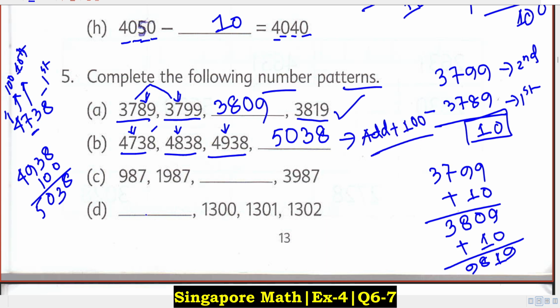Okay, here 987, 987, but here is a 1, here is a 3, so we can say it will be 2987 because the difference is 1000.